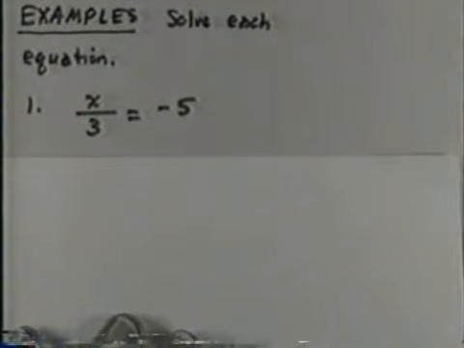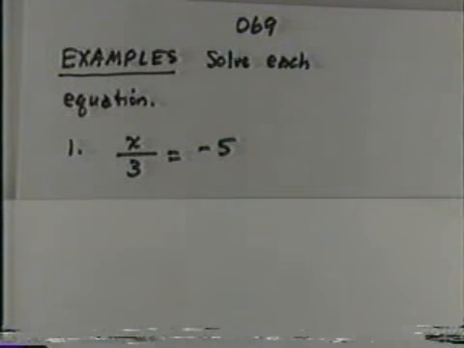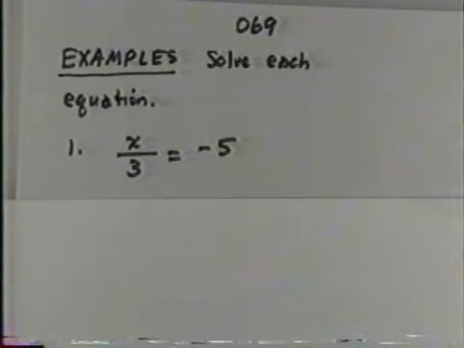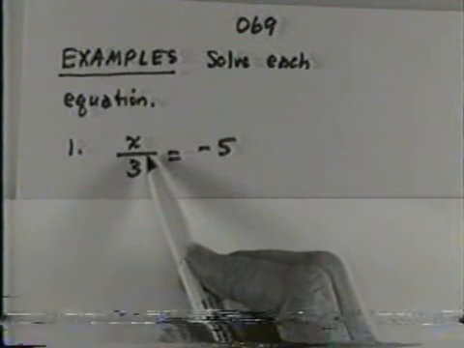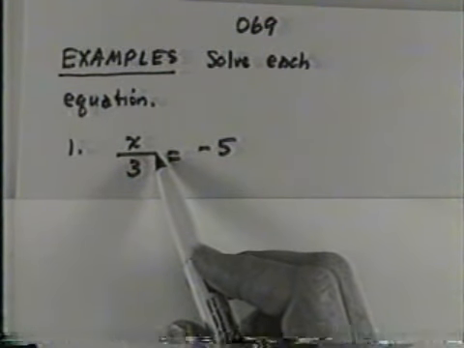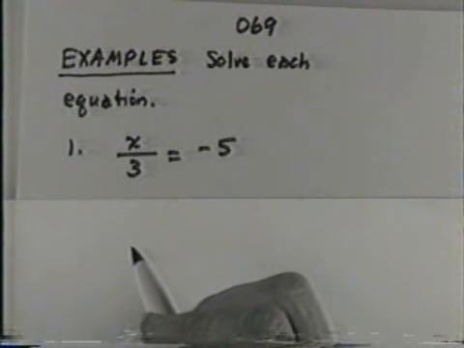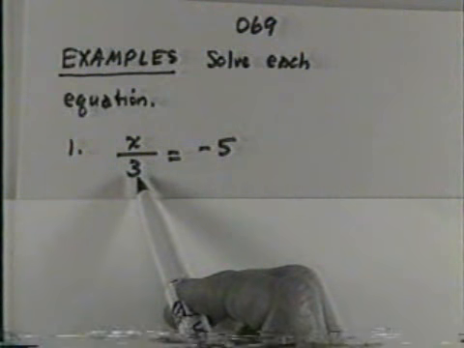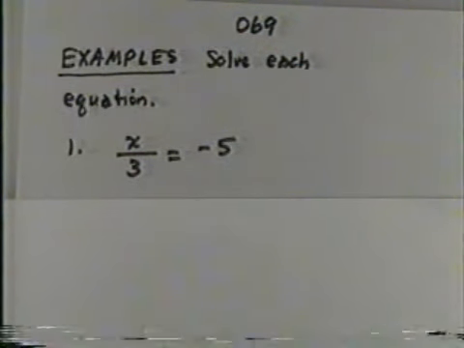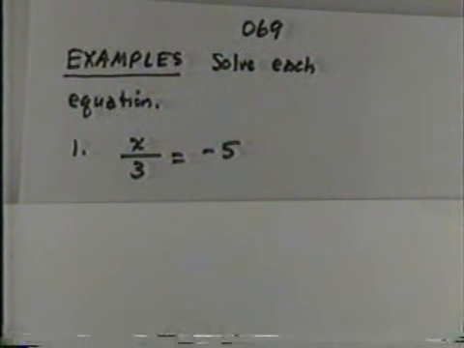Let's look at some examples. We're to solve each of the following equations. Our first one is x over 3 equals negative 5. Notice that x is over 3. Over means divided by. Well, the reverse of dividing is multiplying. We want to remove this divisor 3. To do so, we will multiply both sides of the equation by 3.